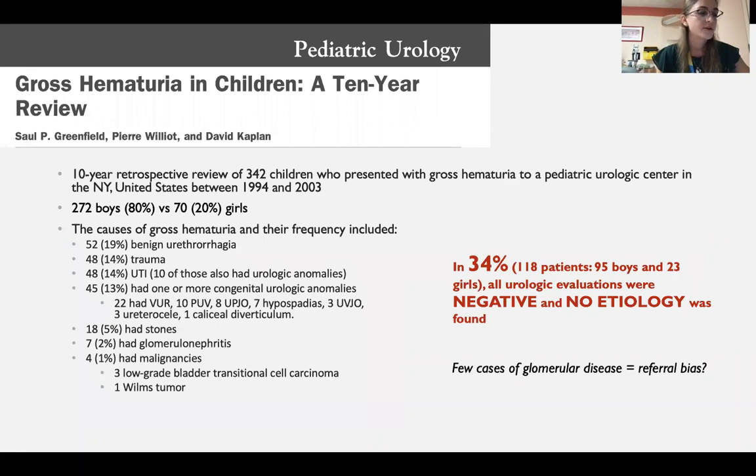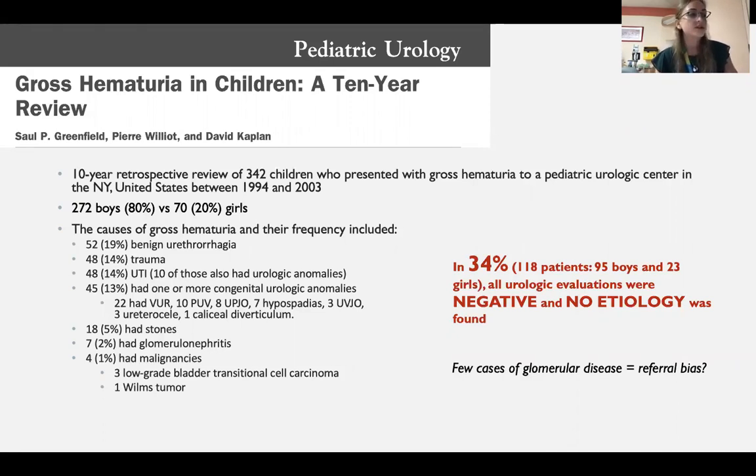This is another paper. This is a retrospective study from New York that followed 342 patients over a 10-year period between 1994 and 2003. 80% of the population were boys and 20% were girls. And among the causes of gross hematuria, 19% were benign urethral regia. An equal 14% were for trauma and UTIs. Of the UTIs, 10 of those had also concomitant urological anomalies.